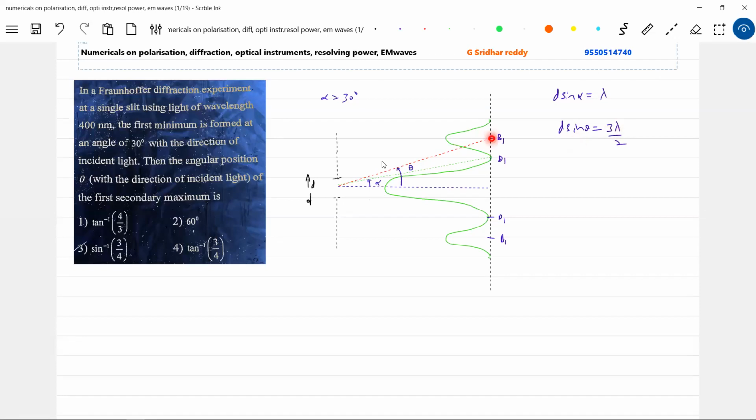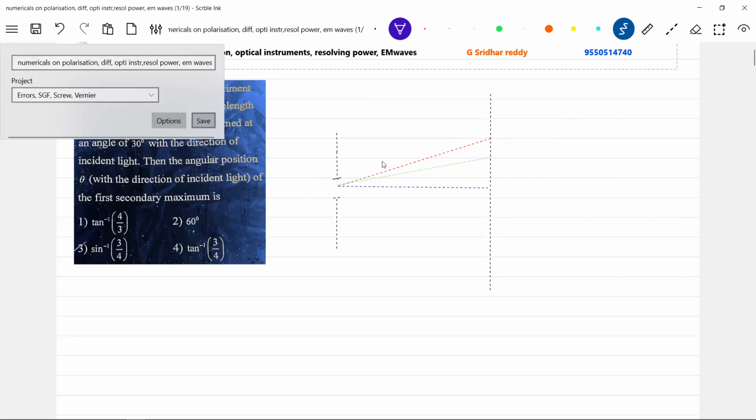I think in the case of diffraction, it will be the reverse of that of interference. Dividing these two, he is asking for theta, no? So sine theta by sine alpha equals 3 by 2. Alpha is how much? 30 degrees. So sine alpha is 1 by 2. That's the angular position. Very small questions.